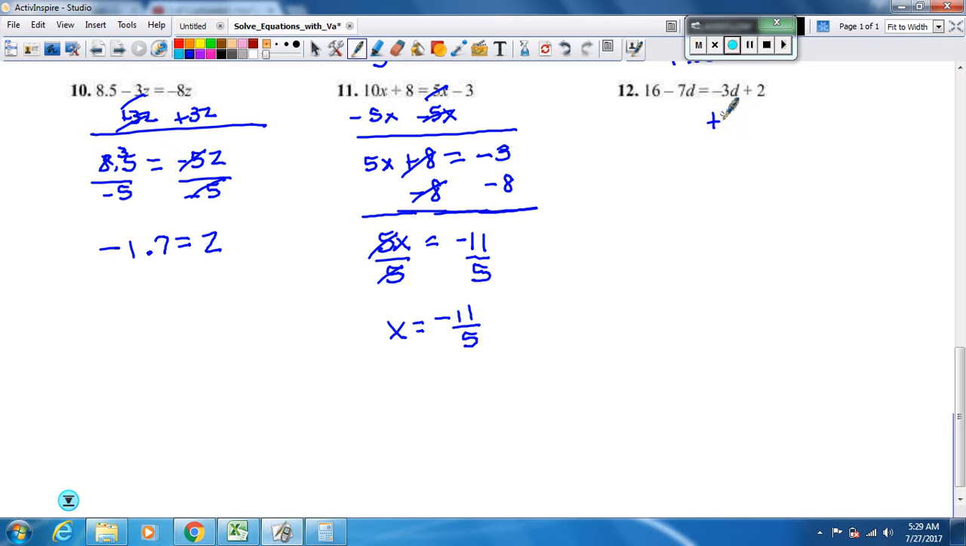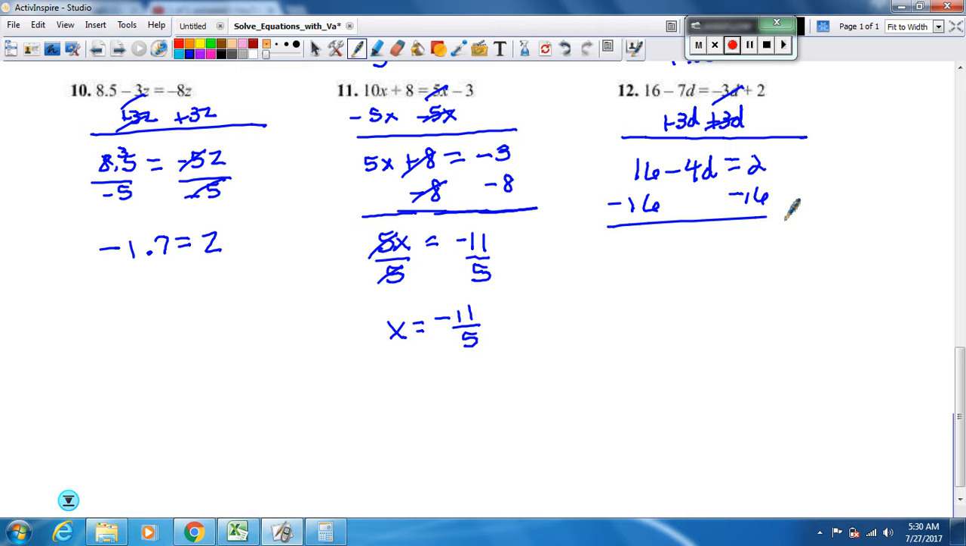This next one, I'm going to add 3d to both sides. Bring down the 16. A negative 7 and a positive 3 is a negative 4d. Bring down the equal. Opposites cancel. 2. Take your finger and cover up the negative 4d. Have to get rid of a positive 16. The opposite of positive 16 is negative 16. So I'm going to subtract 16 from both sides. So negative 4d equals negative 12. No, I'm sorry. 16 take away 2 is 14.